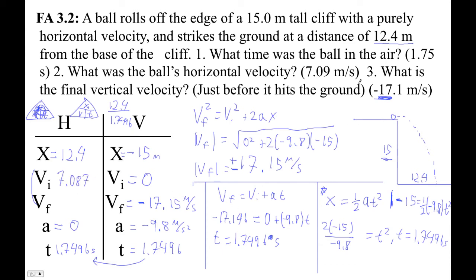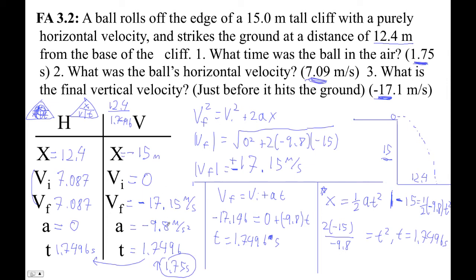Okay, so let's see if we've answered these questions. What time is the ball in the air? 1.75 seconds. Yeah, that would round to 1.75 seconds, right? Okay, what is the ball's horizontal velocity? There it is, right? 7.087 would be both of these, so 7.09, right? We got that, we got this.